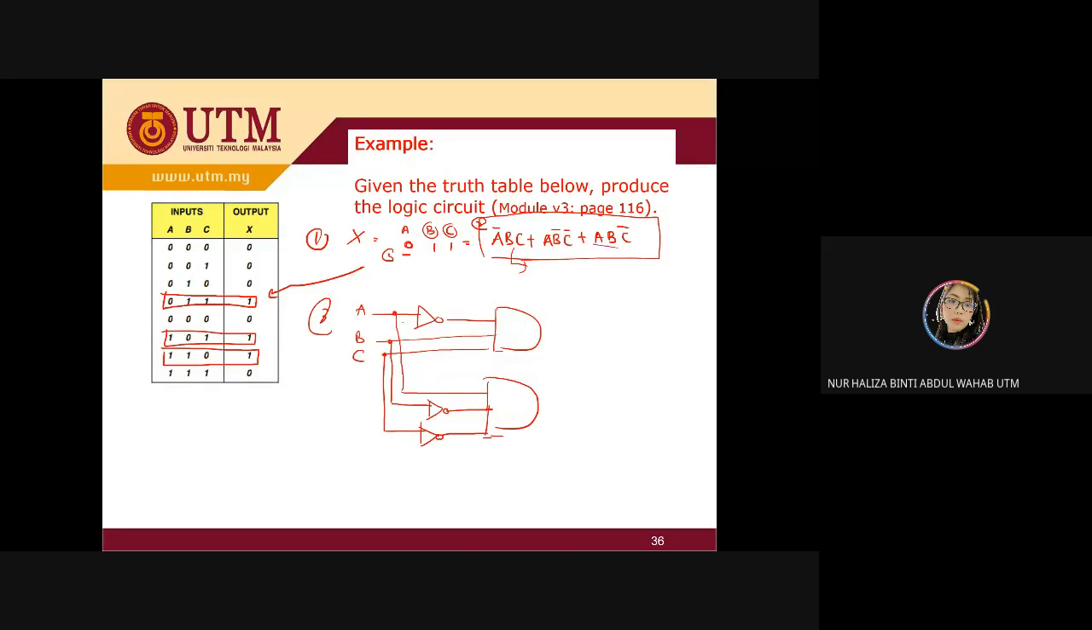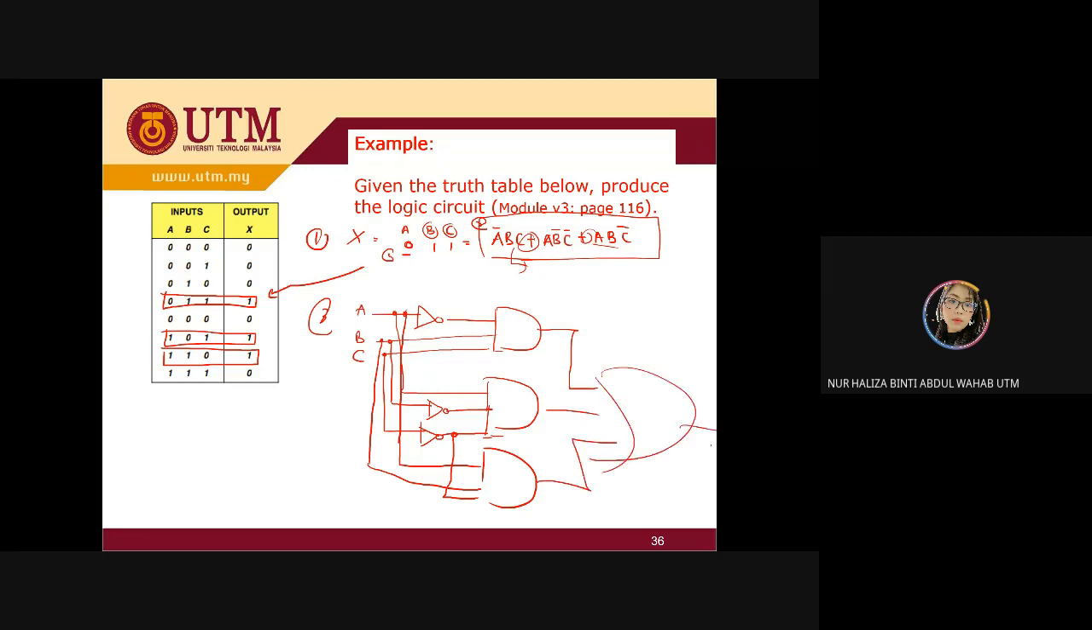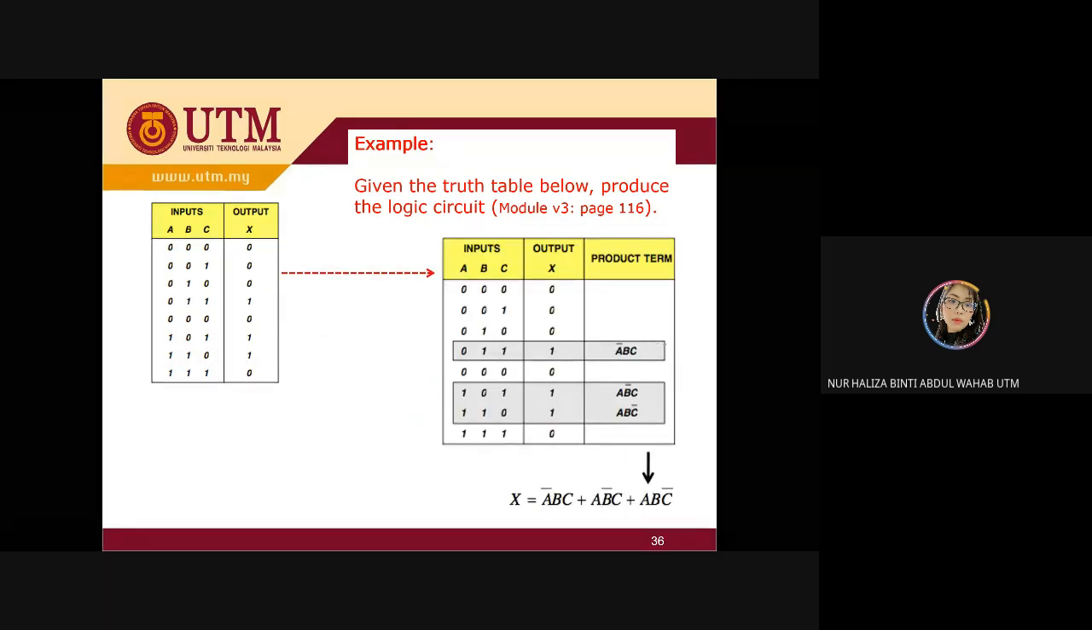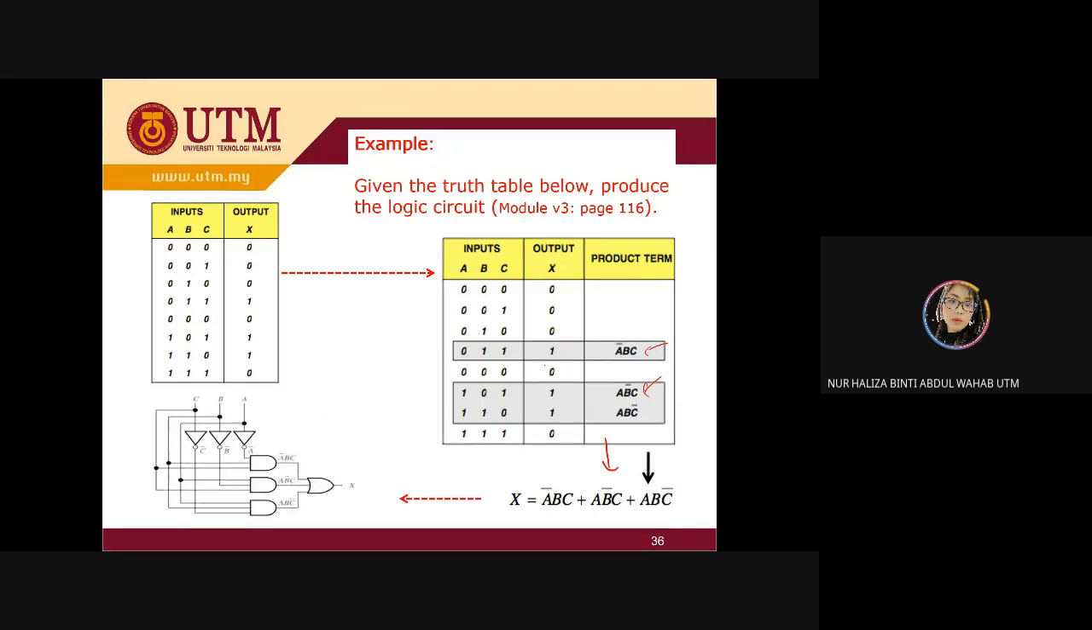And from here I have A and then my B and lastly my C bar. All these will be adding to my OR gate. So that is very ugly. You can see this one. So you have this first step and second step, and this is your beautiful circuit if compared to mine.